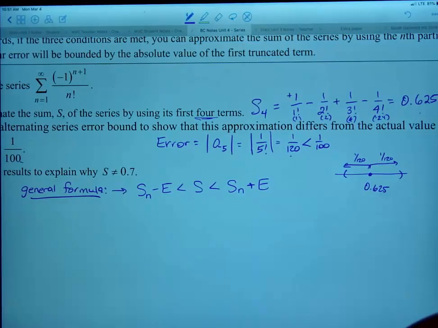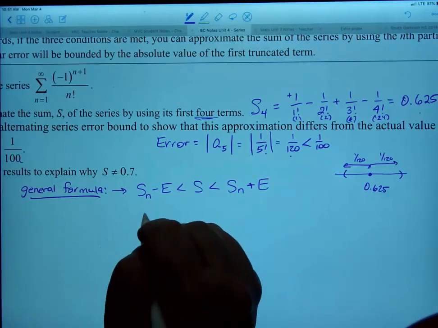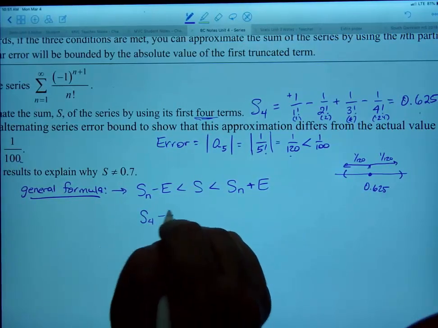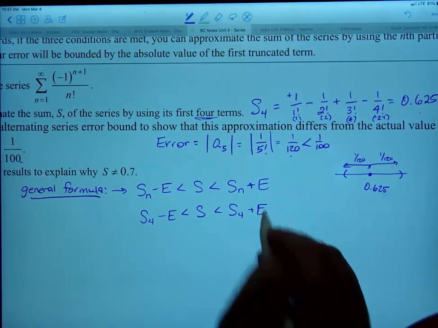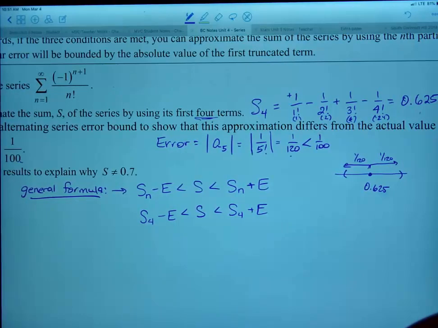Okay? Now, how many terms did we go out in our original problem this time? 4. We went out 4. So for this problem, let me show you how these two connect. Change the n to 4. That's for this problem.